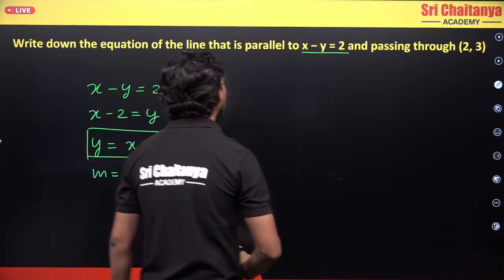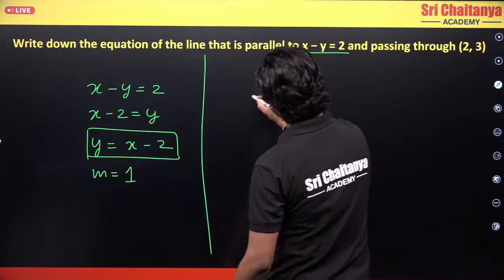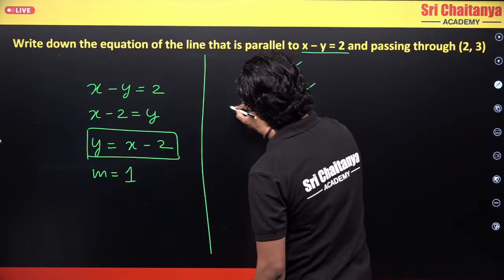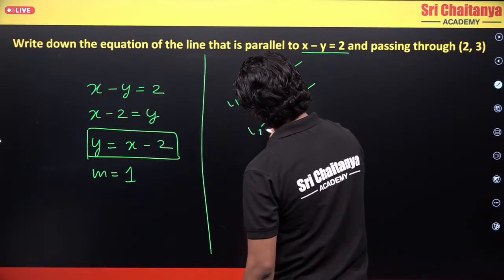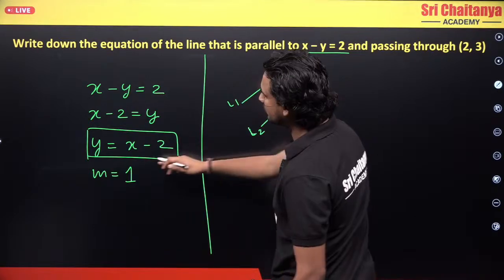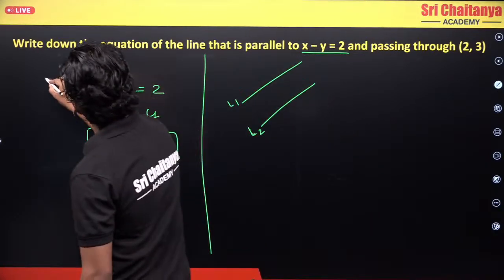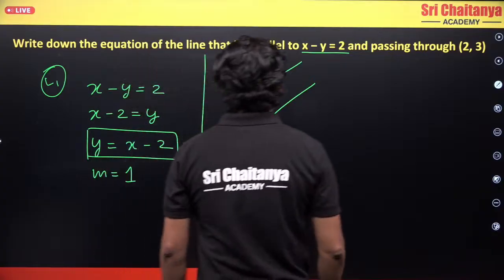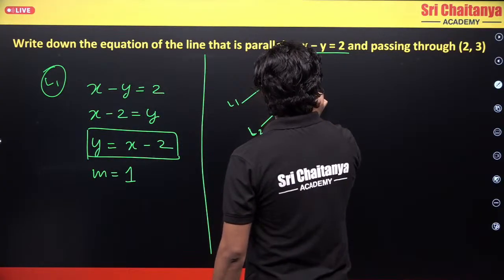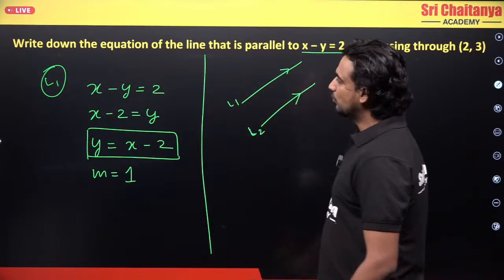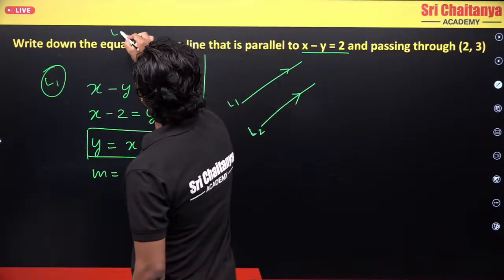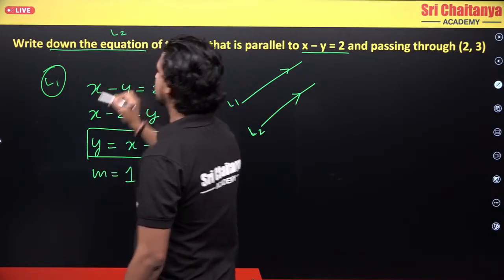Now let's talk about the other line. So there are two lines, no? Line 1, line 2. This is my line 1, this is my line 2. So what is line 1? This is the line 1 which I am talking about, right? This is my line 1. And I have line 2. What is line 2? Line 2 is the line for which I have to write down the equation, right?